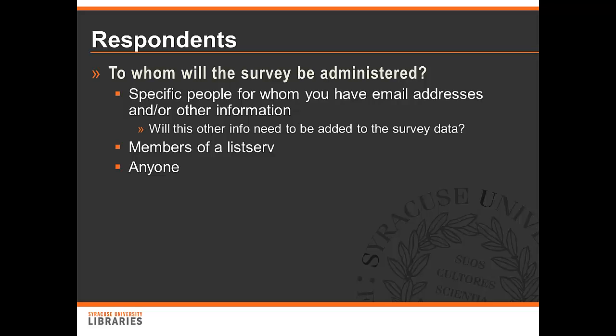The next group is members of a listserv where you send the same anonymous link to everyone on the list. This is kind of a cross between a completely anonymous survey and one sent to specific people, in that you have a specific group of respondents, but do not know who has responded or how they have responded. Finally, you can distribute your survey to anyone by putting an anonymous link on a web page and allowing anyone who wants to respond to your survey.